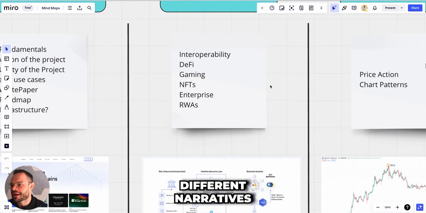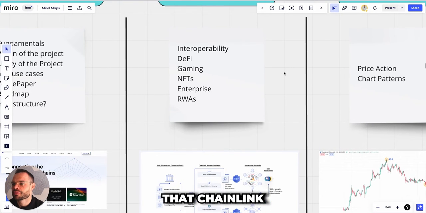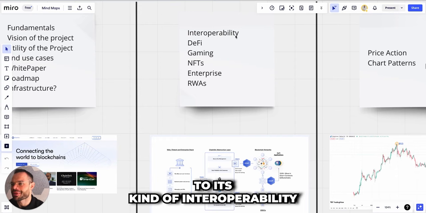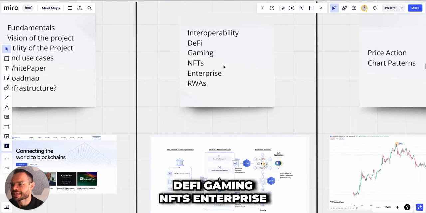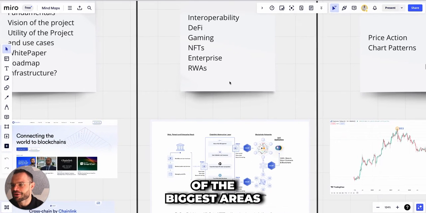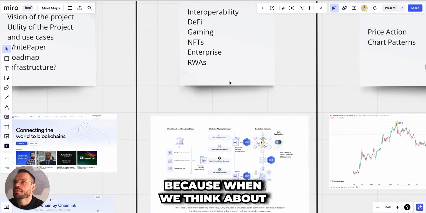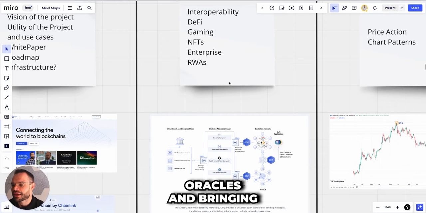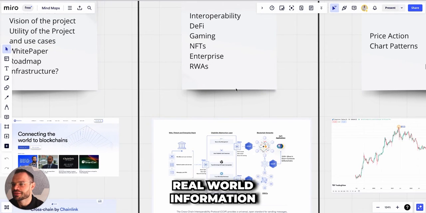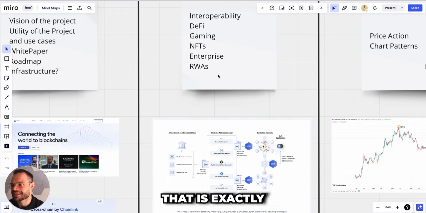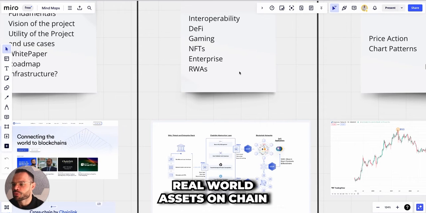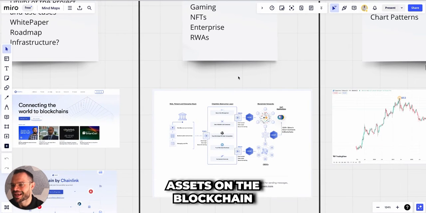When we think about the different narratives that Chainlink appeals to, it's kind of interoperability, as we mentioned, DeFi, gaming, NFTs, enterprise, and real-world assets are probably 2 of the biggest areas, because when we think about oracles and bringing real-world information onto the blockchain, that is exactly at the intersection of real-world assets and bringing real-world assets on-chain and the tokenization of real-world assets on the blockchain.